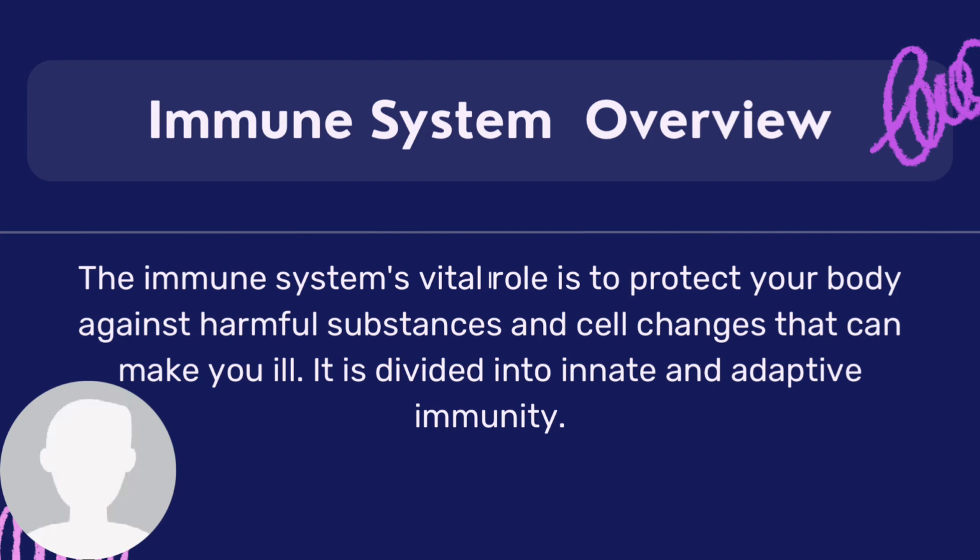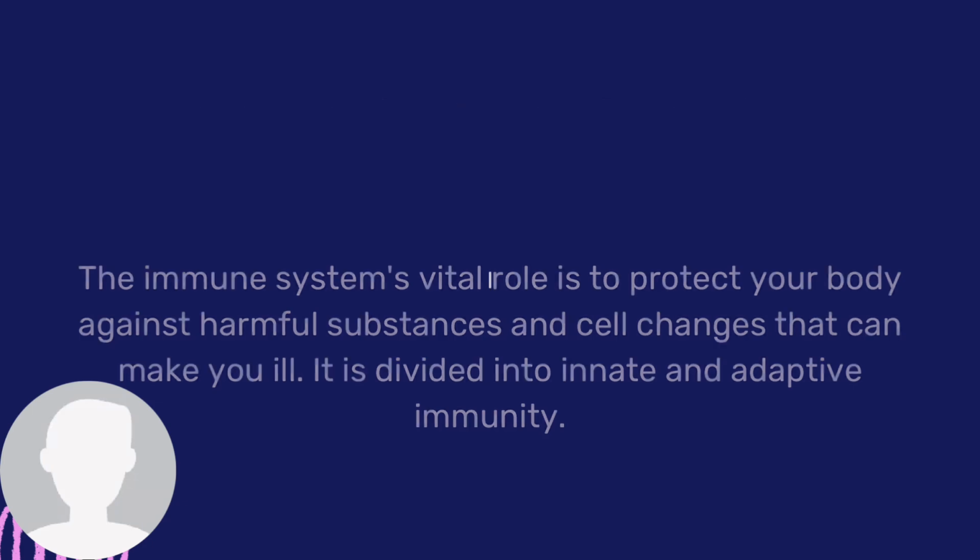Overview of the immune system. The immune system's vital role is to protect your body against harmful substances and cell changes that can make you ill. The immune system is divided into innate and adaptive immunity.